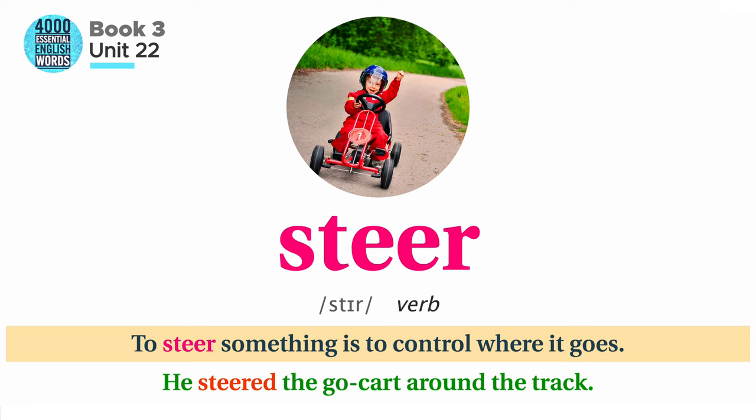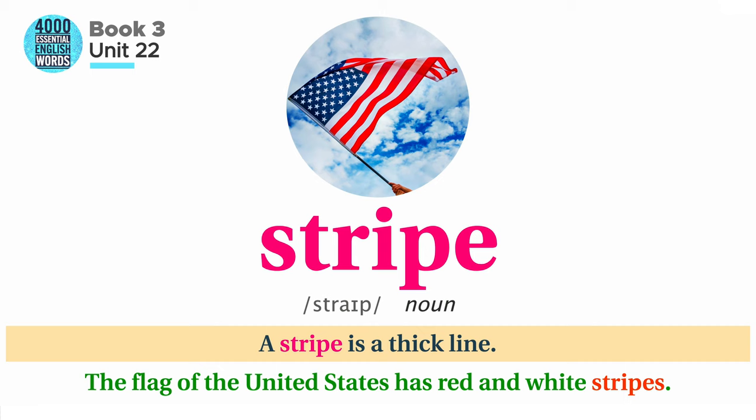Steer. To steer something is to control where it goes. He steered the go-kart around the track. Stripe. A stripe is a thick line. The flag of the United States has red and white stripes.